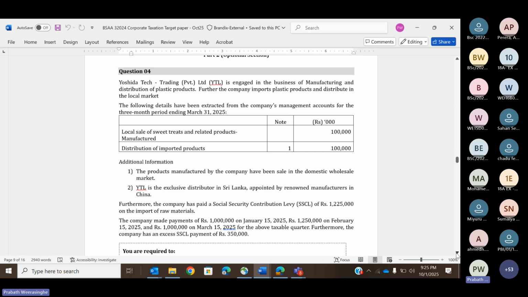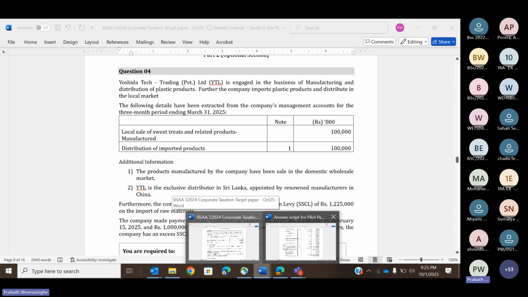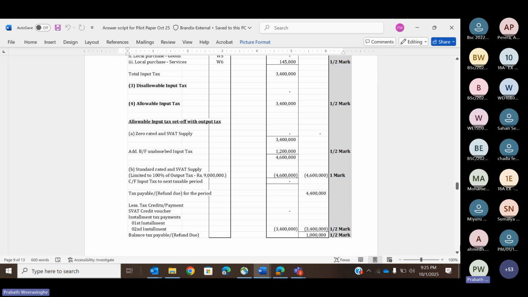It says domestic and overseas market, manufactured by the company and sold in the domestic market. Exclusive distributor of a renowned manufacturer in China. So it's a foreign manufacturer's distributor. So he shall not be considered as a distributor for Sri Lanka tax. Therefore, 50% of that distributor part is subject to SSCL.